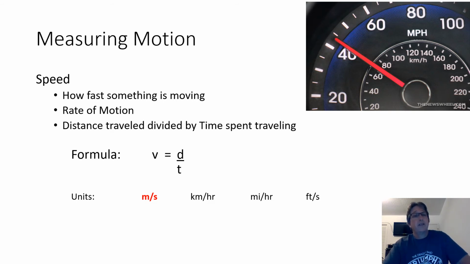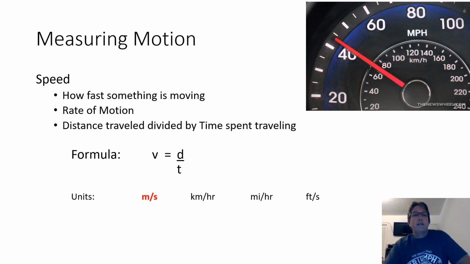And I know distance doesn't start with V, velocity does, but they're not exactly the same. Speed is simply how fast. Velocity is how fast in a certain direction. We'll get to it a little later, but we use the same formula, same symbol. Now, speed's units will always be some units of distance over some units of time. So it could be meters per second, kilometers per hour, miles per hour, feet per second, or any other measure of distance divided by any measure of time.